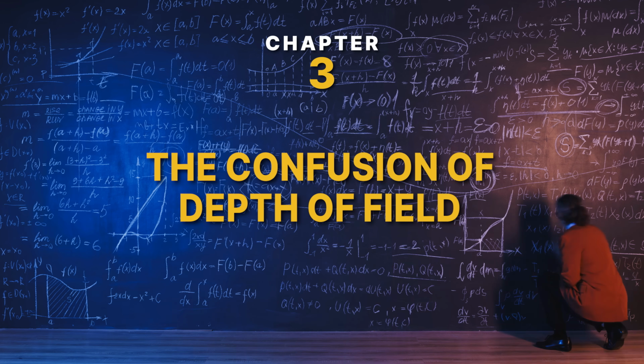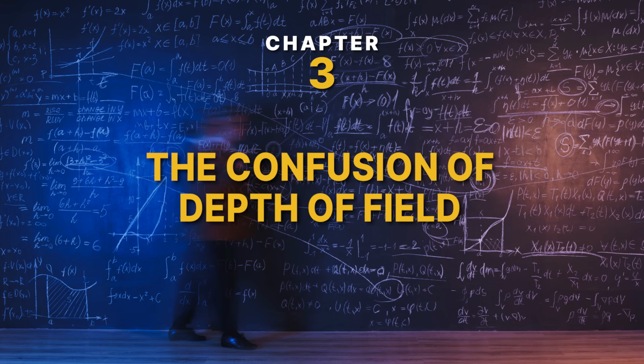Chapter 3. The confusion of depth of field. Reason number 2, if you have a modern lens and you're still getting unsharp results, then likely it's a setting and a control issue.